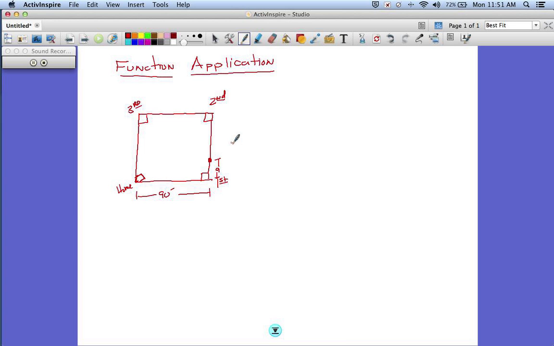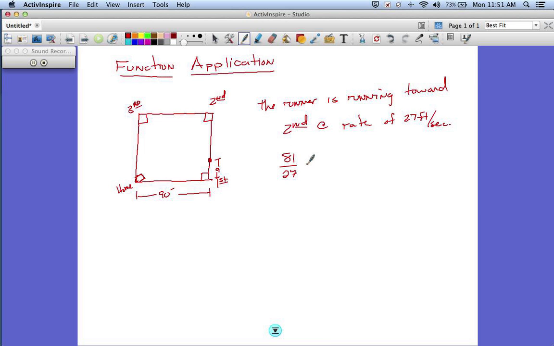Well, we're also given information that the runner is advancing. The runner is running towards second at a rate of 27 feet per second. So with a little bit of math, he has 81 feet to go, 27 feet per second, 81 over 27. It'll take him 3 seconds. That's important when we talk about our domain later. It'll take him 3 seconds to reach second base.